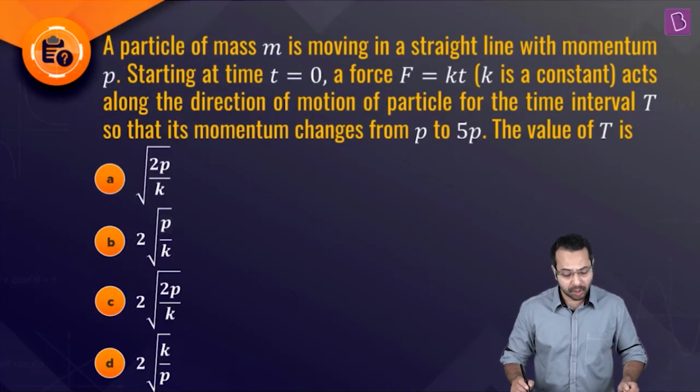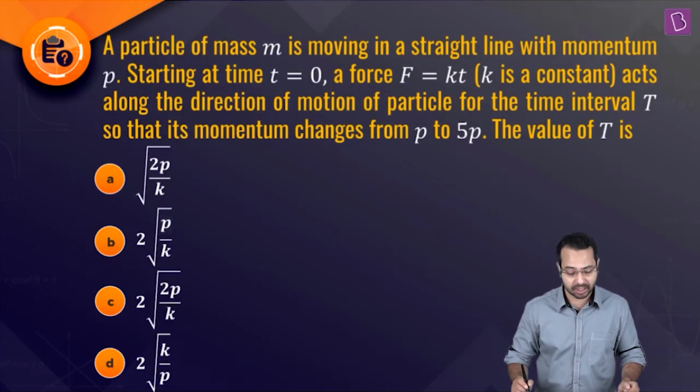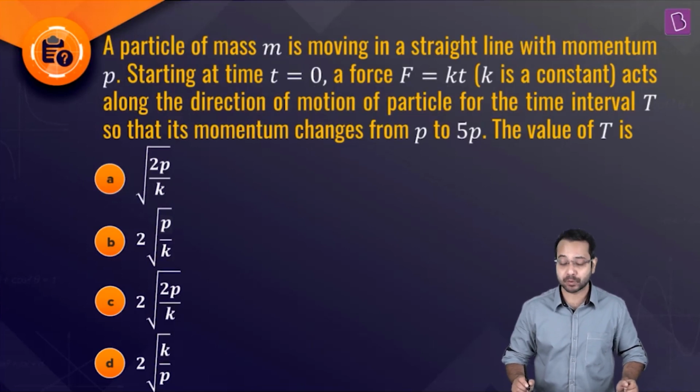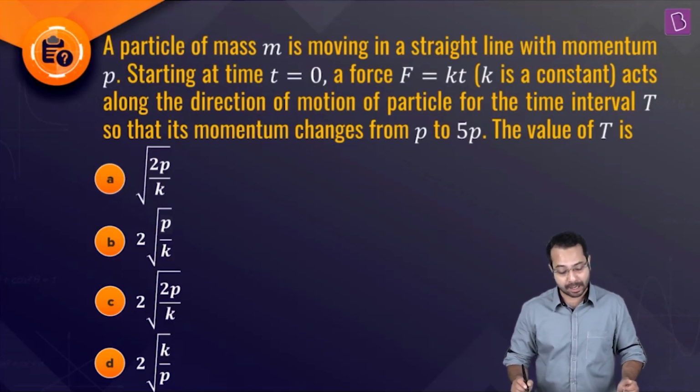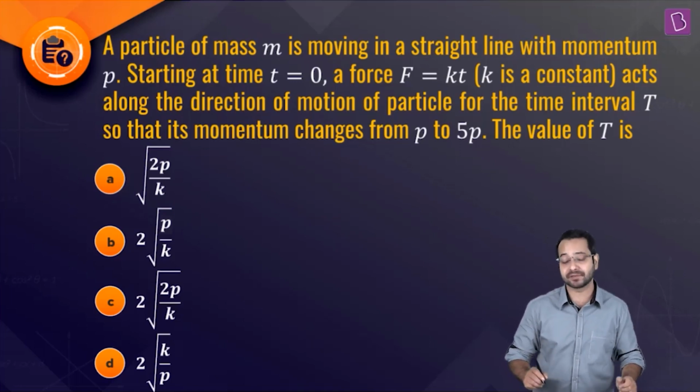The question is, a particle of mass m is moving in a straight line with momentum p. Starting at t equal to 0, a force F equal to kt acts along the direction of motion of the particle for the time interval capital T so that its momentum changes from p to 5p. The value of T is.